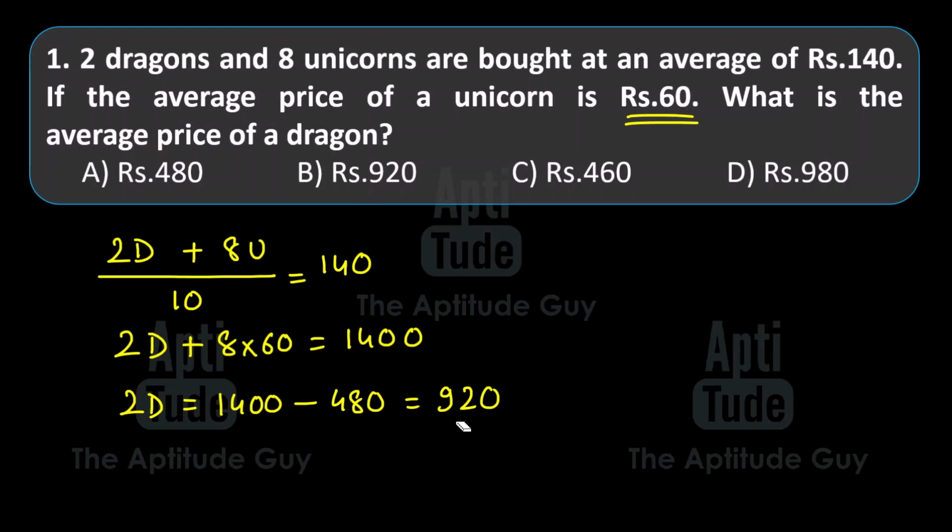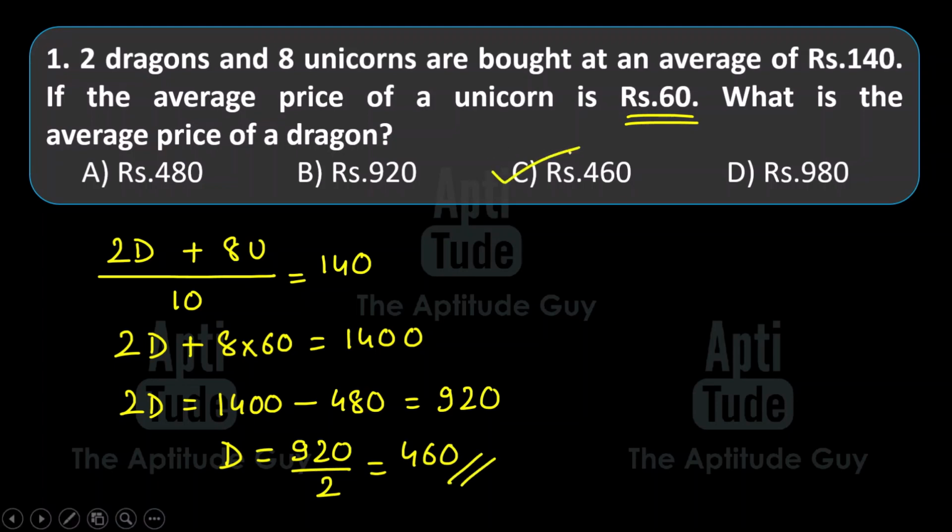A lot of people will mark that, and that is the wrong answer, because this is the price of 2 dragons. The question has asked the price of 1 dragon. So, of course, 1 dragon is equal to 920 divided by 2. That is equal to 460. Answer is option C. Alright, I hope all of you got the correct answer. If you did not, I hope this clarified a few doubts of yours, and if you still have some doubts, the comment section is open for you. Alright, let's move on to the next question.